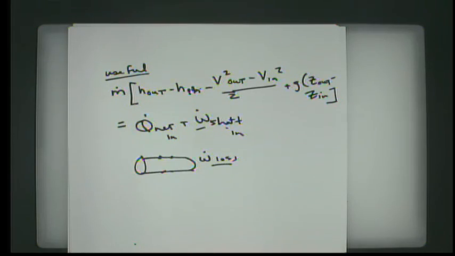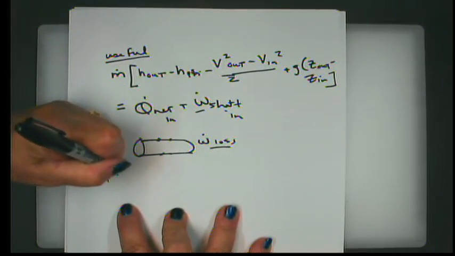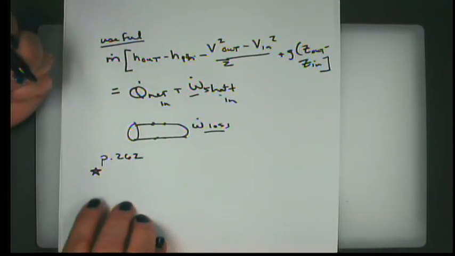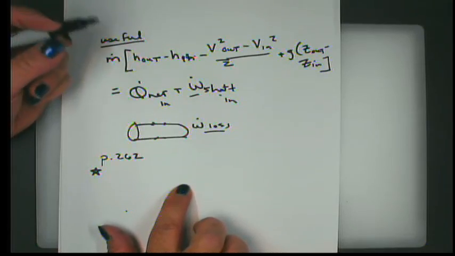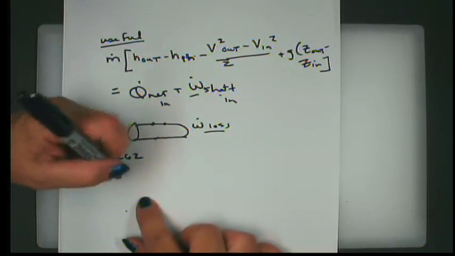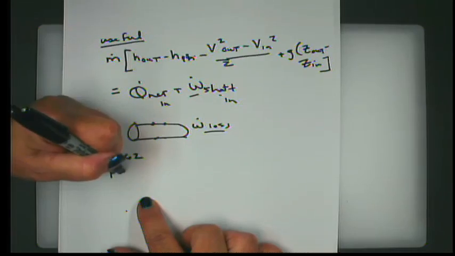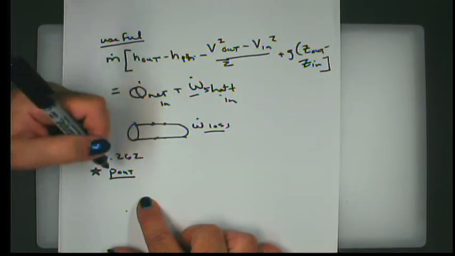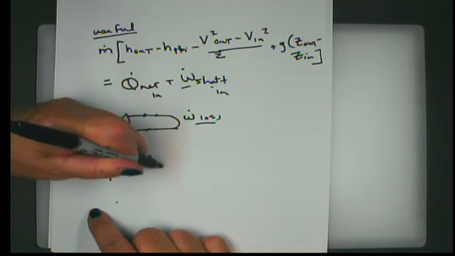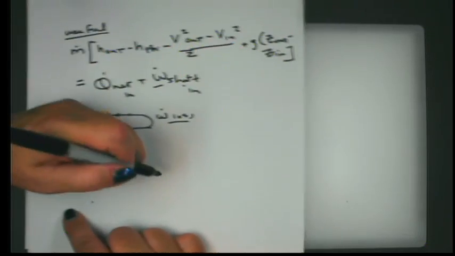All right, now there's a form of the equation in your textbook on page 262. That is a combination of this very theoretical hydrodynamic approach and this very hydraulic, hands-on empirical approach that gives you an extremely useful working form of the first law of thermodynamics.